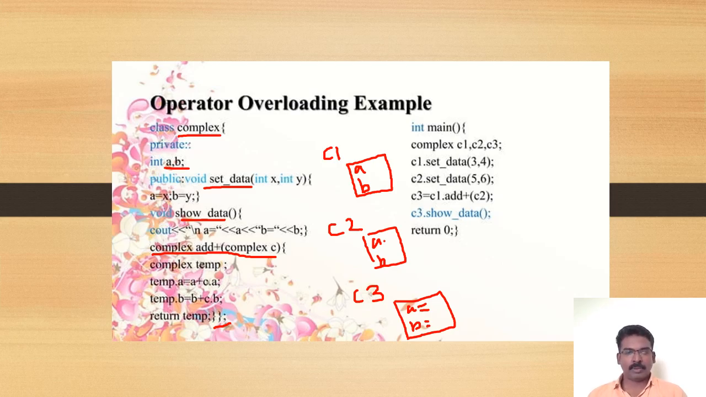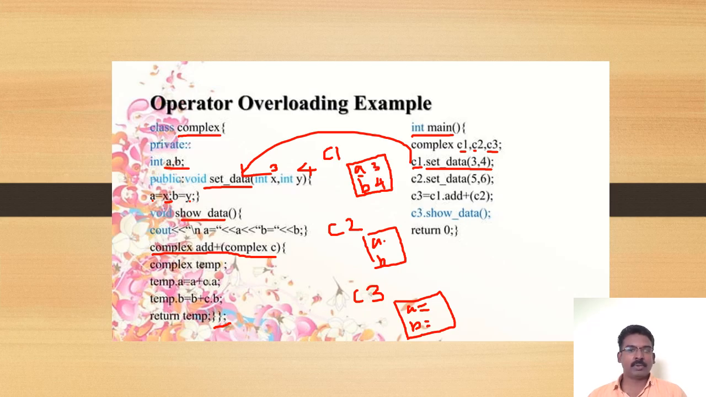Okay. So coming to the main function, here we are creating three objects, C1, C2, C3. Once you call the set data function with 3 comma 4, the call will go to this function. We are passing this 3 comma 4 to these X and Y, and X will be given to A and Y will be given to B. Since the C1 object is live, the C1 object's A and B will be assigned 3 and 4 now.